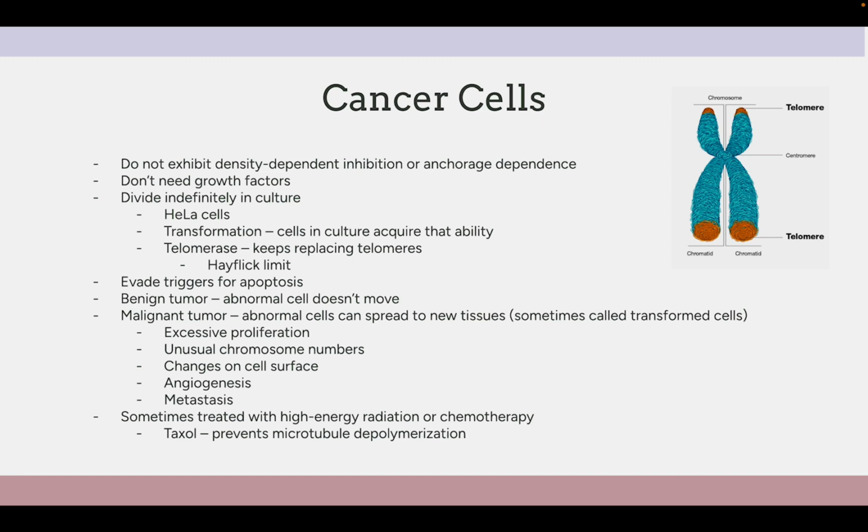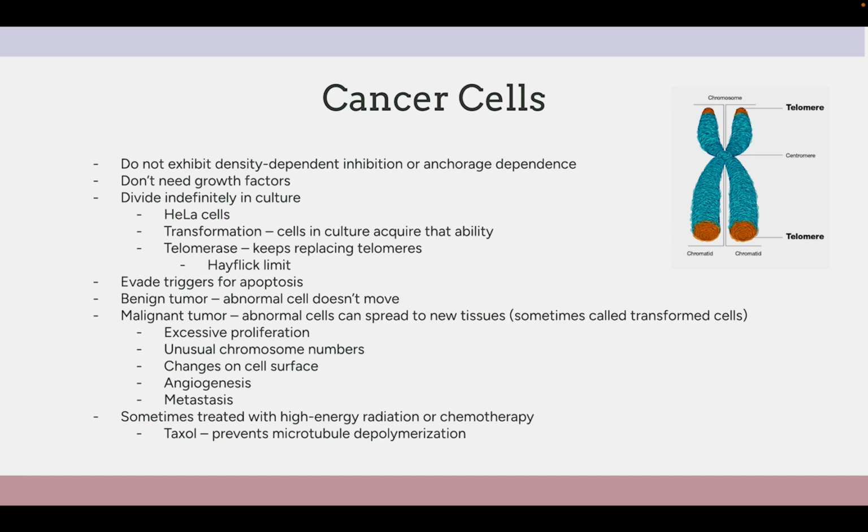so they can just keep on dividing indefinitely. And cancer cells evade triggers for apoptosis. Normally, the abnormalities that would cause a cell to become cancerous, like mutations in DNA, would be caught, and then the cell would undergo apoptosis. But those cancer cells can evade that, and that is where you get a lot of cancer cell growth.